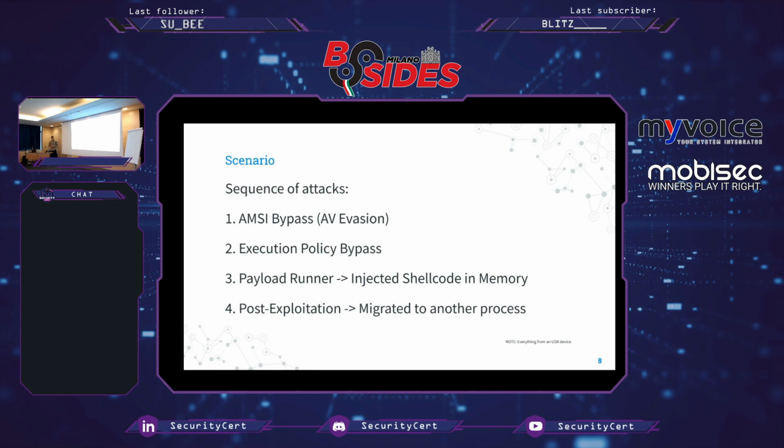And the sequence of attacks is the following. Firstly, in order to evade the antivirus, we'll develop an AMSI bypass technique. Then, in order to evade the low privilege account restrictions, we'll do the execution policy bypass. Then we'll have a payload runner in order to inject everything into memory to be fileless. We need to move stealthily and very fast. And some tips and tricks for post-exploitation.